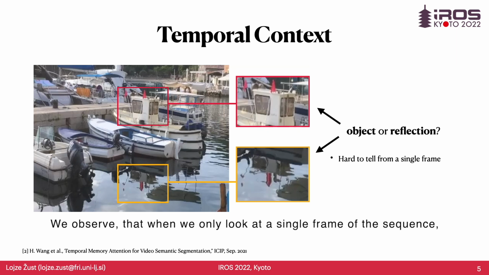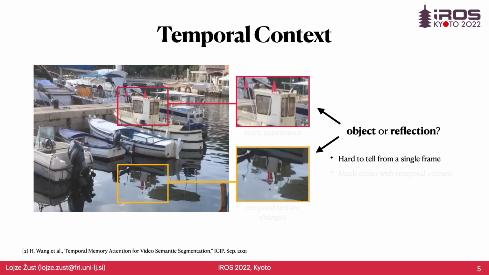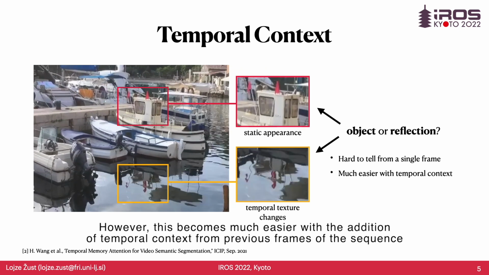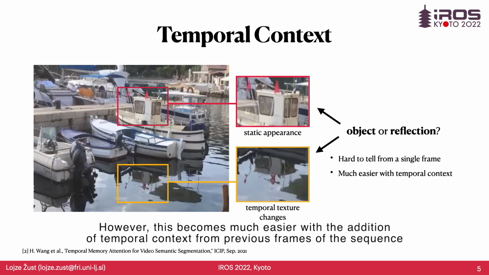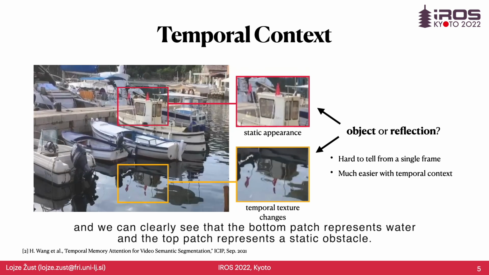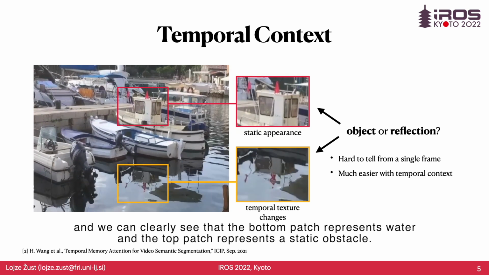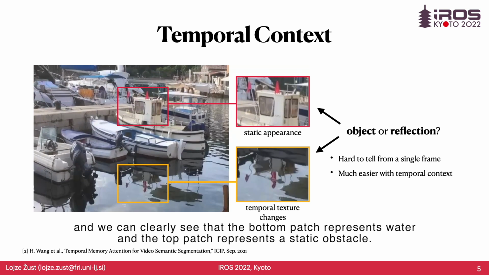We observe that when we only look at a single frame of the sequence, it is generally quite difficult to discriminate between reflections of objects and actual objects. However, this becomes much easier with the addition of temporal context from previous frames of the sequence, and we can clearly see that the bottom patch represents water and the top patch represents a static obstacle.